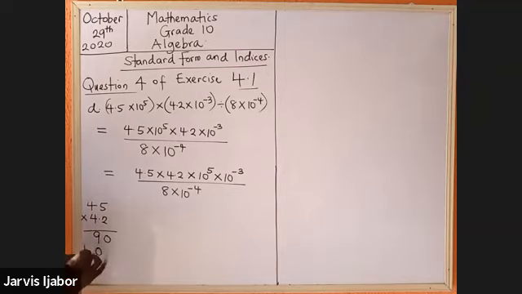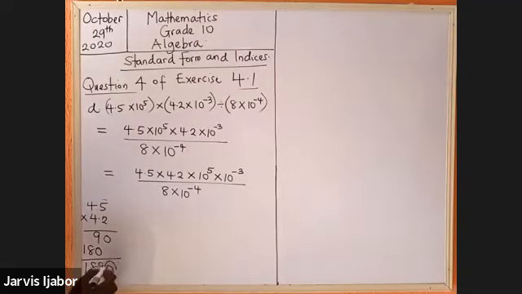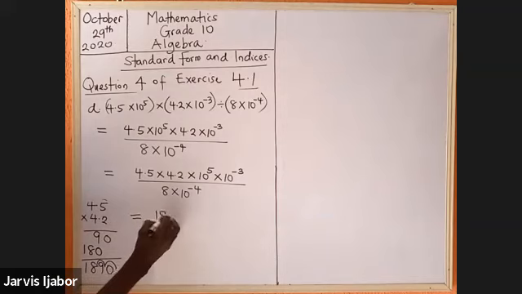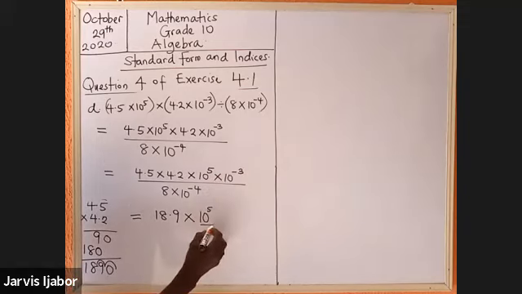16 plus 2 will give me 18. So this answer will be 1890, taking into consideration that I have 2 decimal places accounted for, 1, 2. So this will be 18.9 times 10 raised to the power of 5. This minus means divided by 10 raised to the power of 3.